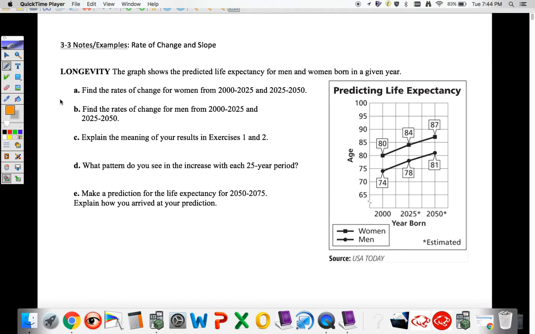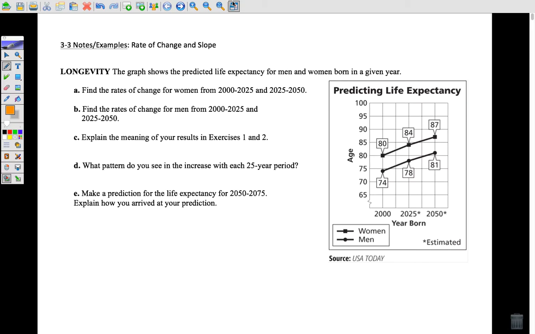This is your 3-3 notes, and a couple examples for this. So the first one, we're going to start off with a graph. Okay, so we're going to be focusing on the slope.